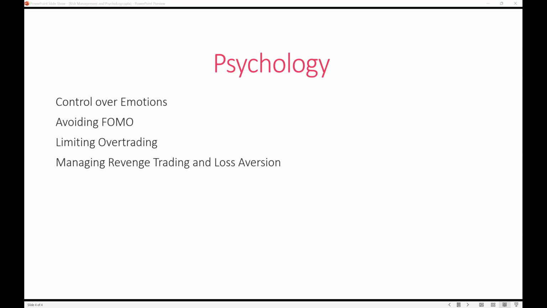Psychology. So psychology, I made into an acronym of CALM. C is for control your emotions, avoid FOMO, limit overtrading, and also manage revenge trading and loss aversion. Yes. So this is a huge topic because at the end of the day, psychology is more important. Risk management and psychology are both important, they go hand in hand, but psychology plays a huge factor in trading because even if you have really good risk management, if you can't control your emotions or psychology, then there's really no point.